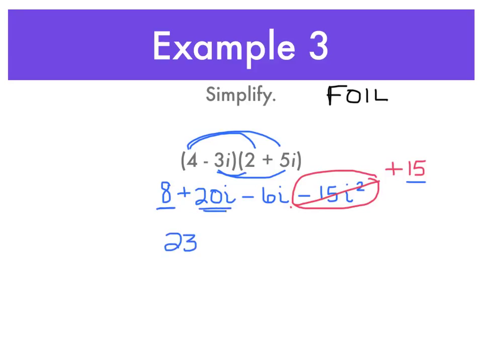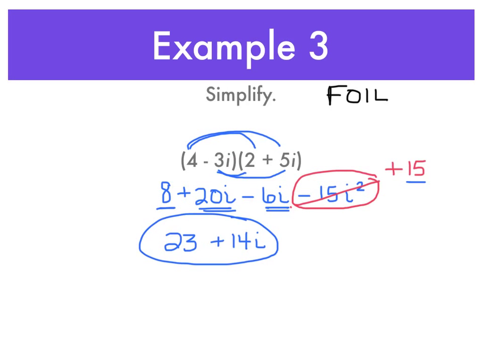And then 20i minus 6i makes 14i. And again, notice in your answer, you've got that a plus bi form, the something plus something i. Okay? So that's what it would look like with FOIL.